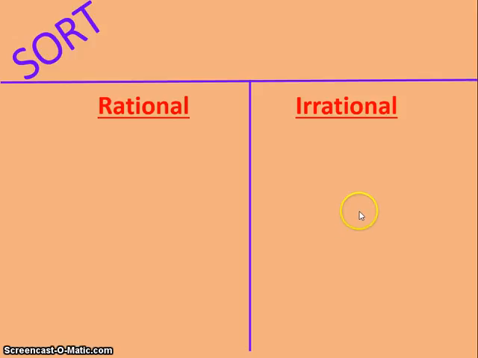So let's sort some rational and irrational numbers. We'll determine where they go and give a reason for why we're putting them there. So our first number is negative 35. Negative 35 is a rational number. Why? Because it is an integer. All integers are rational numbers.